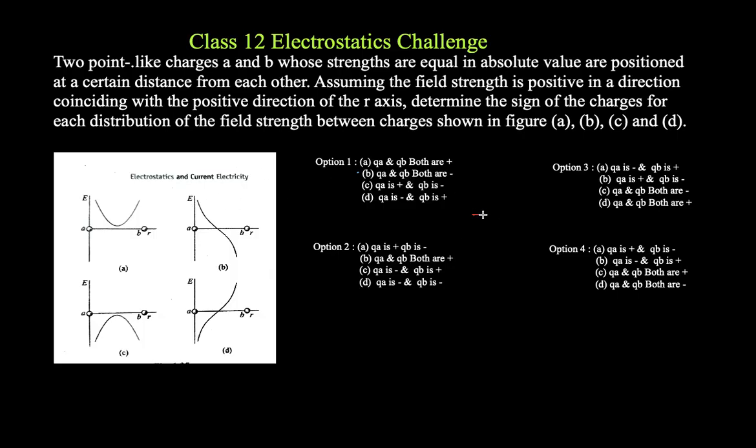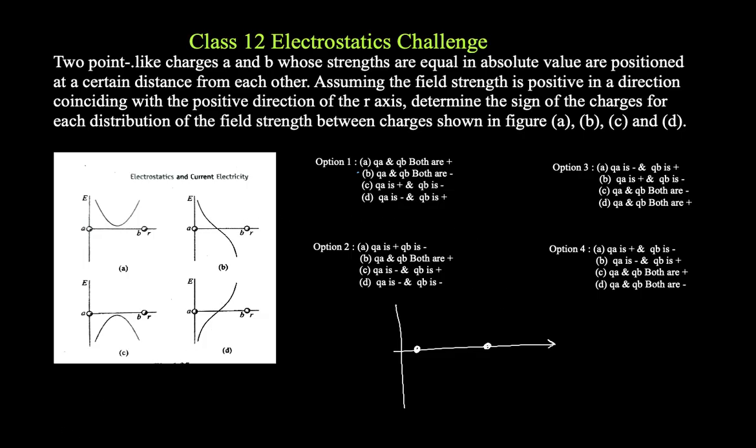So you see that this is your r direction, and you can take this line over here. For this r, two charges, QA and QB, are there. Okay, QA and QB are there. The graphs are like this. Now you have to consider what is given.